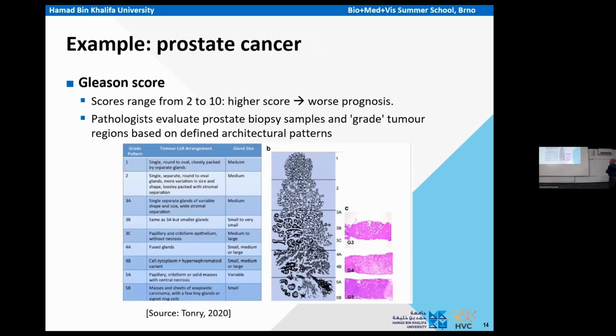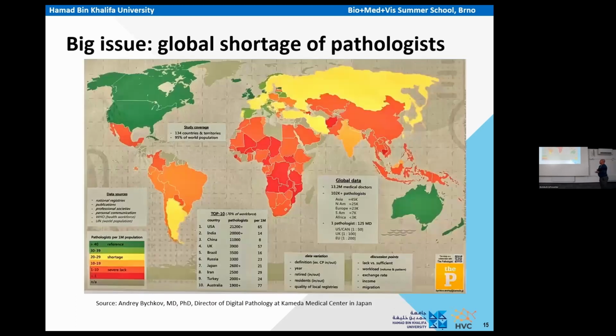Another example is related to prostate cancer, in which the pathologists need to evaluate the clustering and the distribution of the tumor cells and their shapes, to evaluate how they cluster together in a way to distinguish various architectural patterns. According to them, there is a similar system called the Gleason score to rate and grade the prognosis and the aggressiveness of the cancer.